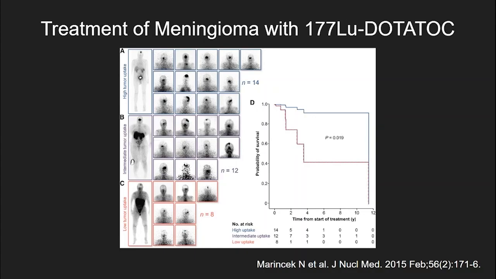In this figure from Marincek et al., the authors looked at the overall survival of meningiomas based on the degree of dotatoc uptake, and dotatoc is an analog of dotatate, when they were treated with 177 lutetium dotatoc. As expected, those with high uptake fared significantly better than those with intermediate or low uptake. This and other articles demonstrate the power of nuclear medicine theranostics in personalized treatment of meningioma among other tumors.